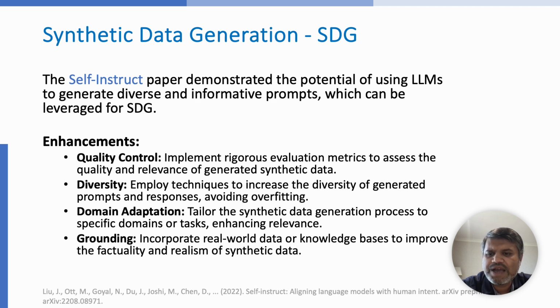So how do we increase diversity, and domain adaptation, where we can adapt it to out-of-distribution tasks, and grounding, for example, where we can ground it to knowledge bases or documents. These are enhancements that have been made in many papers after Self-Instruct's original paper appeared.